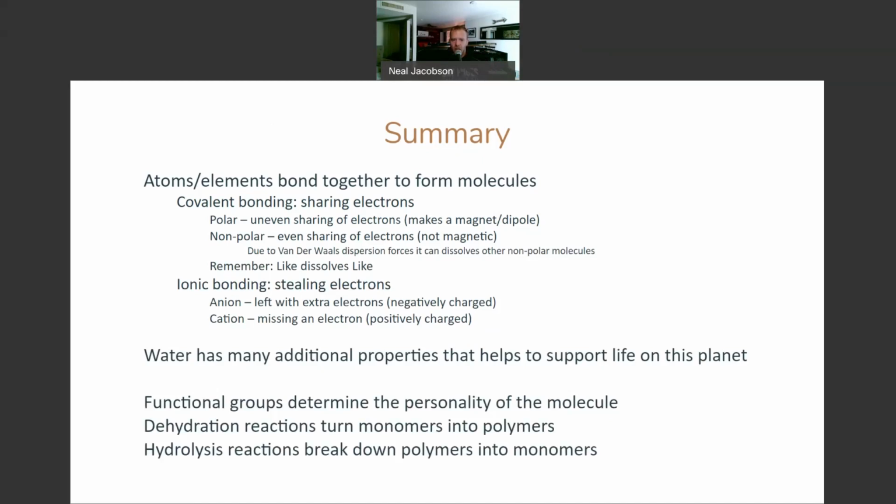And remember, dehydration, going from monomer to polymer, is a building reaction. It takes energy from an outside source to build these things into polymers. Hydrolysis reactions happen spontaneously. They break down, going from something complex to simple, and that's exergonic for hydrolysis. So exergonic or catabolic. Okay, and that's it.